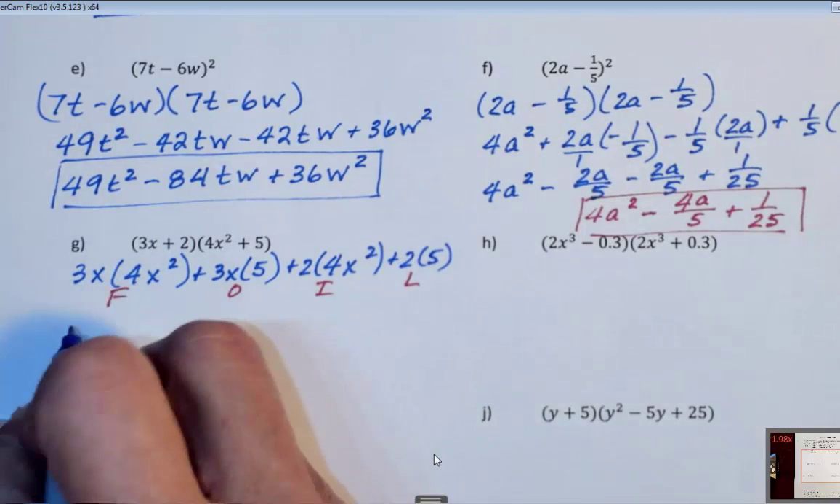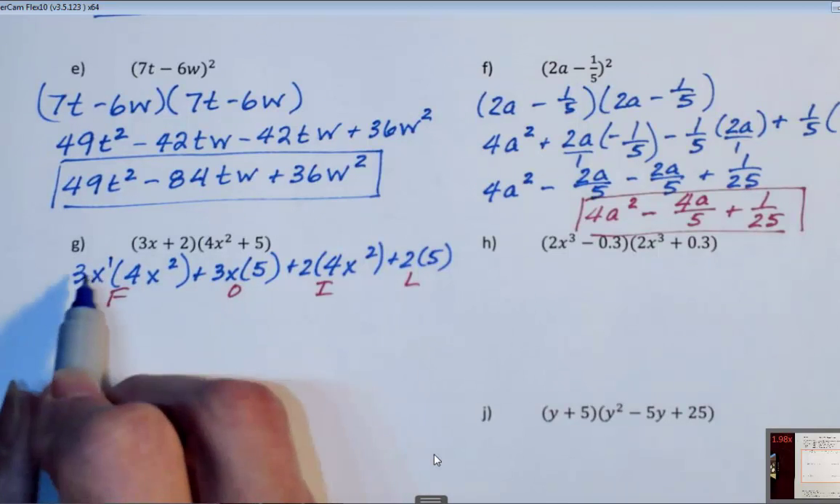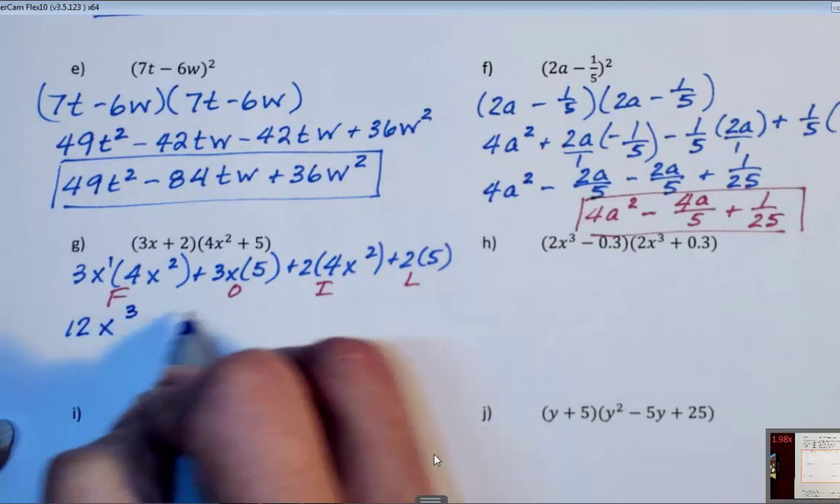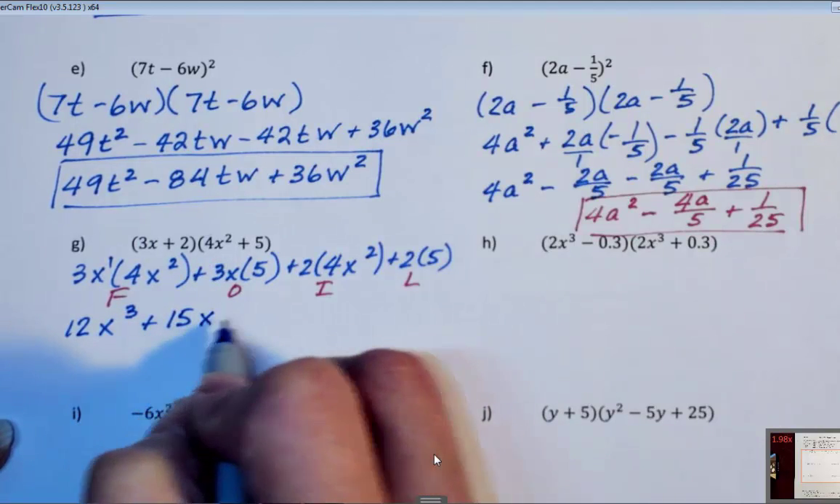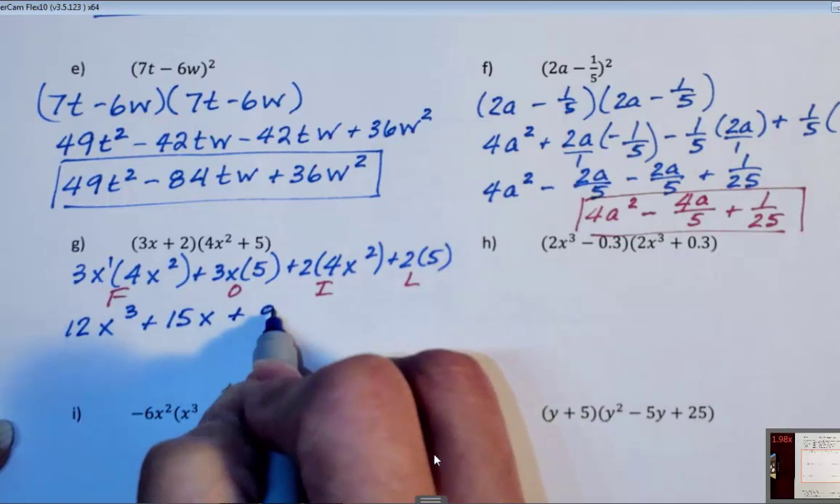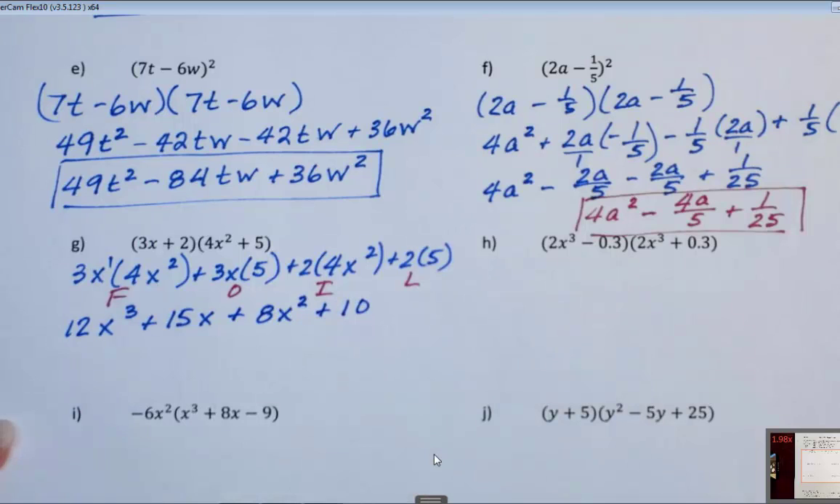Simplifying 12. Remember to add your exponents. There's a 1 on this x, so it becomes x to the third, plus 15x, plus 8x squared, plus 10. And then you want to make sure that you always write your answers in descending order.